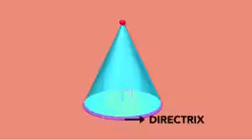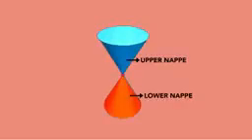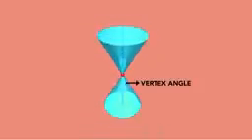A right circular cone has a circular base, and the axis is always perpendicular from the center of the base to the vertex. The perimeter of the base is called the directrix. The lateral surface of a right circular cone is called a nap. The double right circular cone has two naps. The nap above the vertex is called the upper nap, and that below the vertex is called the lower nap. The angle between the axis and the generator is called the vertex angle.